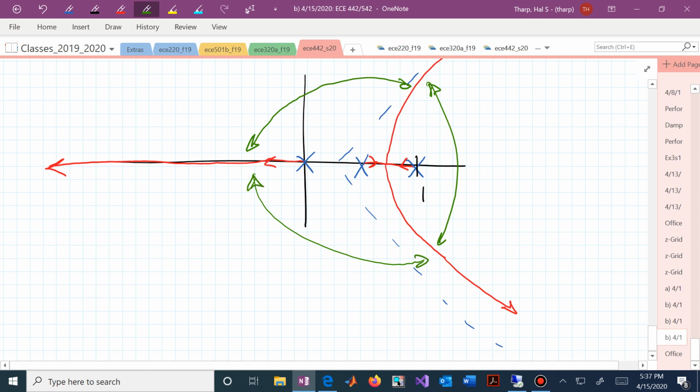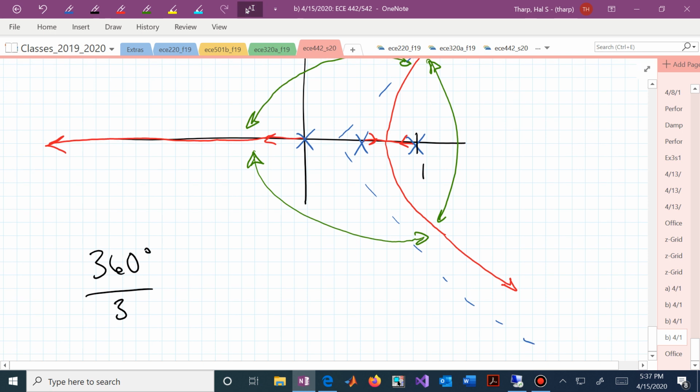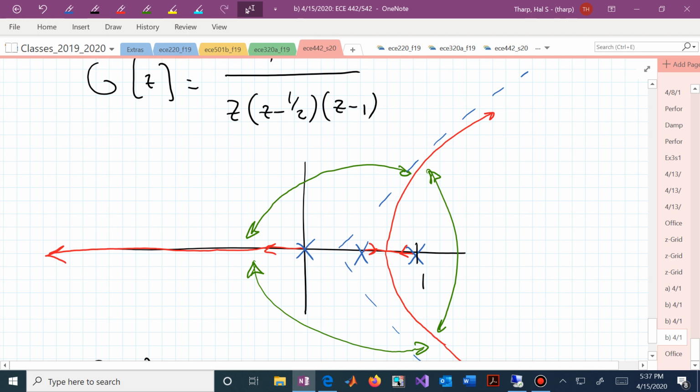So we are splitting this z-plane into 3 equal pieces. We now have 360 degrees divided by the pole zero excess of 3. Those branches are now separated by 120 degrees. And what we're going to learn then is where these branches that are going off to infinity, how do we know that they get there? That's now rule number 4 in our root locus strategy.